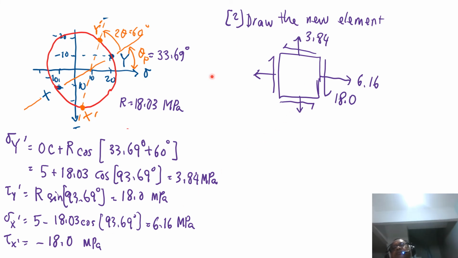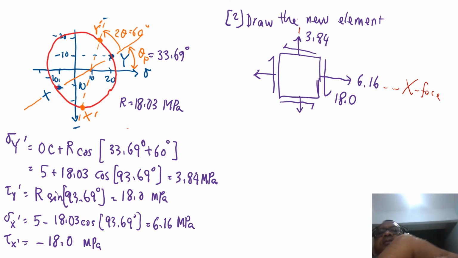And you can now draw the new element. So tau x dash is the new shear stress at the x face. So this is the x face. Negative means it will show downwards. And then sigma x dash is 6.16. Positive means it's tension. Similarly on the y face, do I need to draw this to tell you that this is the y, the x face?